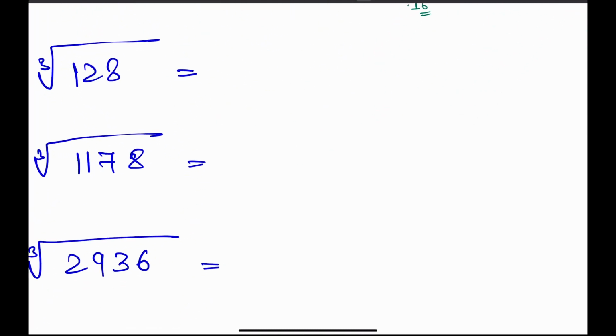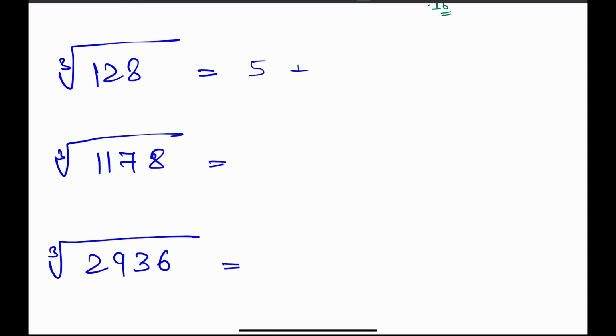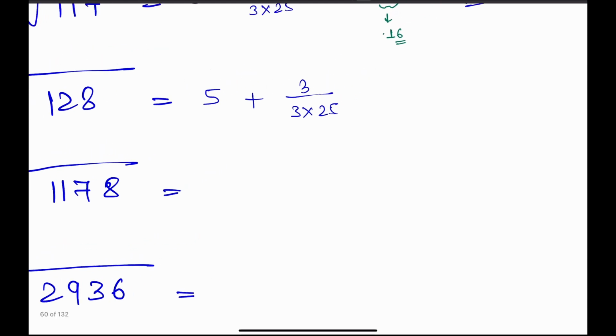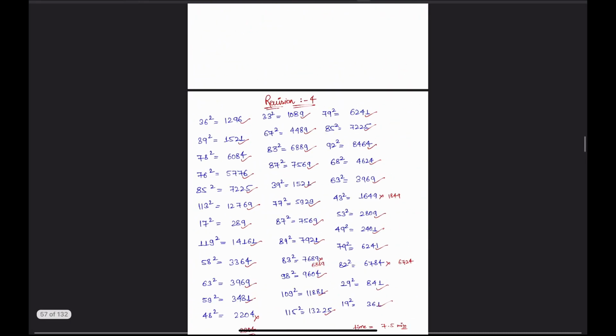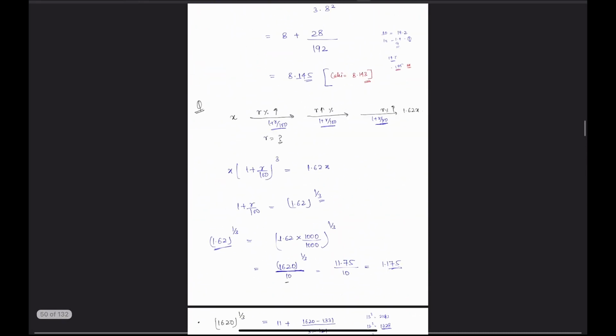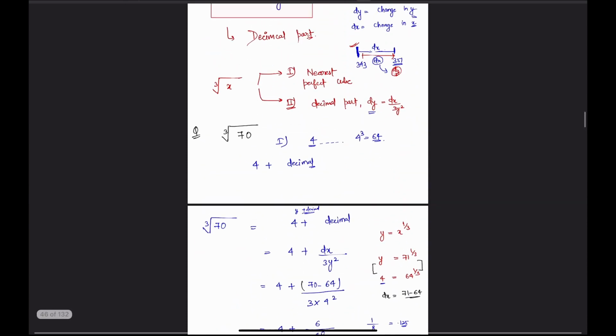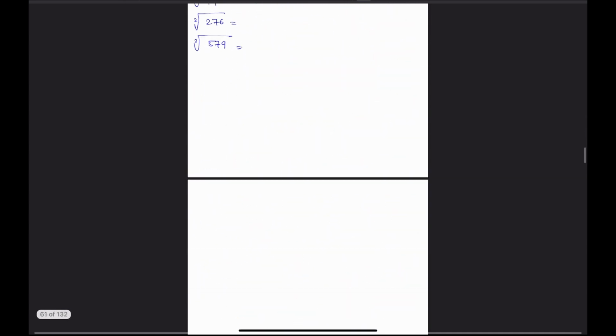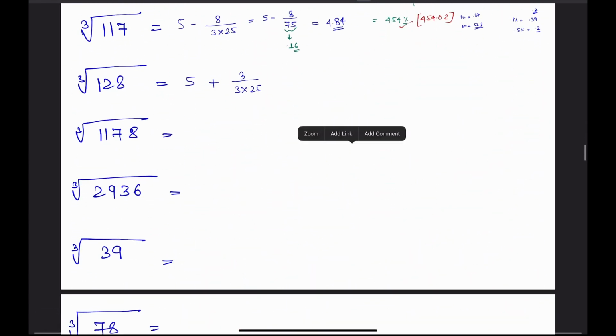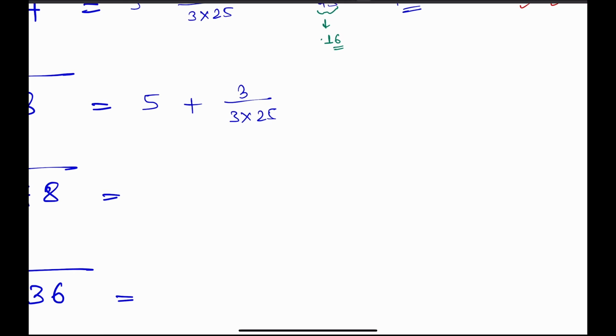128. Again this is 125. It will be 5 plus 3 upon 3 into 25. Okay, so let me just verify if I'm taking the correct equation to solve or the wrong one. Yeah, correct one. So 3 will go away, then it will be 5 plus 1 by 25. 1 by 25 is nothing but multiply by 4, so 5.04.